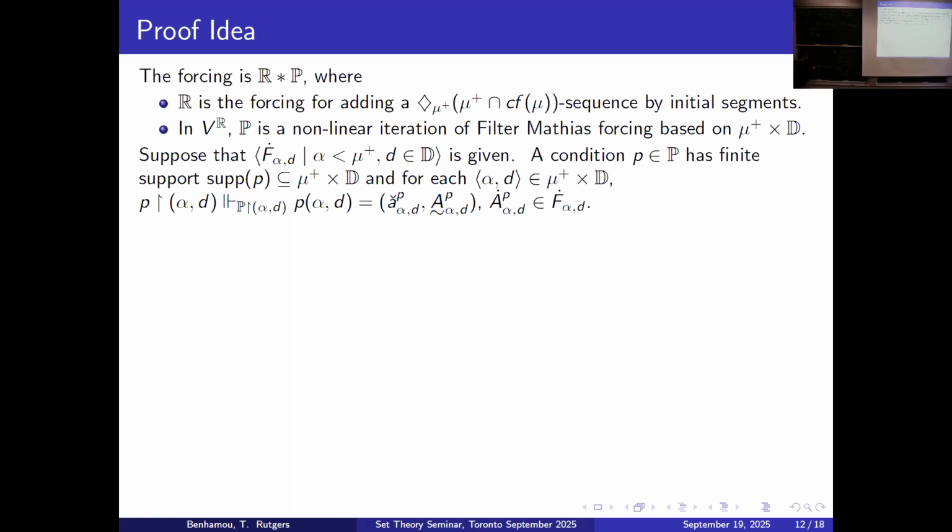Okay, so less than D and less than alpha. But am I missing something? So your F alpha D seem to be unrelated. I was expecting that F alpha D is going to be generated by the Matthias filter. So far we haven't said anything about it. I didn't say what they are, but it says suppose that they are given. Yeah, I'm just saying I will first assume I have the filters, just to describe what is the nonlinear iteration, and then I'm going to tell you what the filters are.